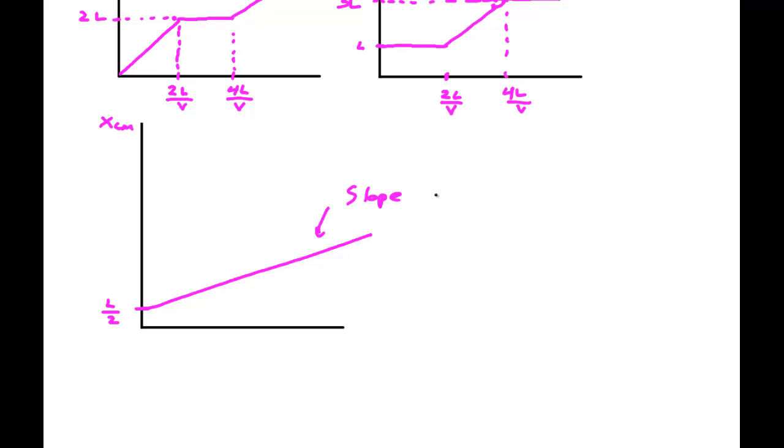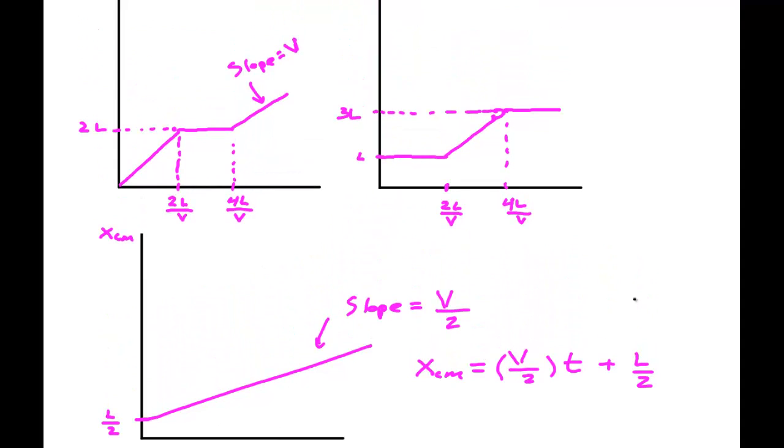Slope equal v over 2. It's a straight line. It's relatively easy to write the formula for the center mass. It would be v over 2 times t, plus it started initially at L over 2. Constant speed in a straight line. Obeying Newton's first law.